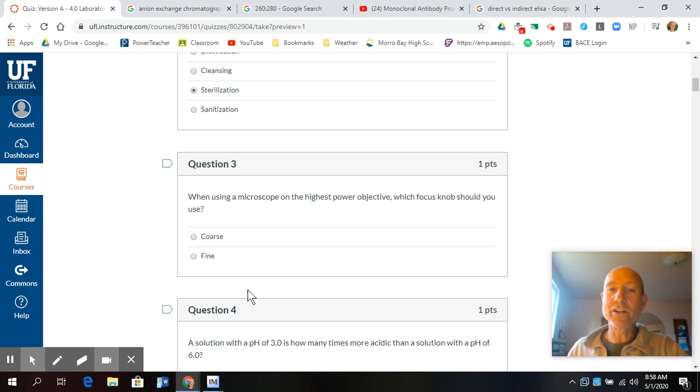When using a microscope on the highest power objective, which focus knob should you use? The focus knobs, which one should you use? You should use the one that moves it the least, which is the fine knob.